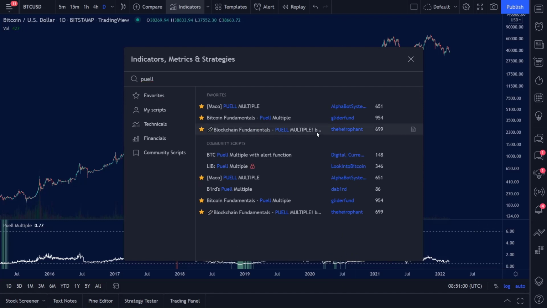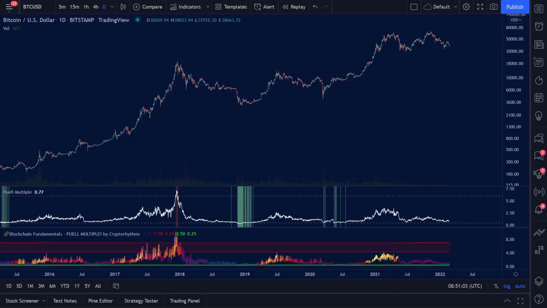To detect when the revenue gets too high or too low in comparison to its yearly moving average, the Puell Multiple uses two additional bands: an upper band that indicates that miner revenue gets dangerously high in comparison to its yearly average, and a lower band which indicates that the revenue is too low in comparison to the average.